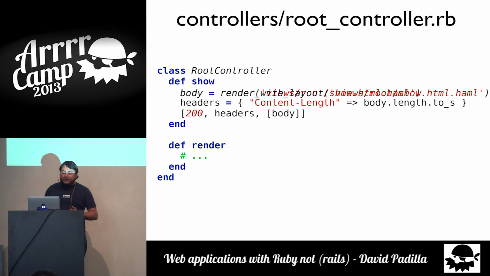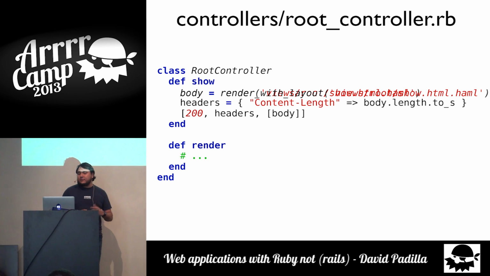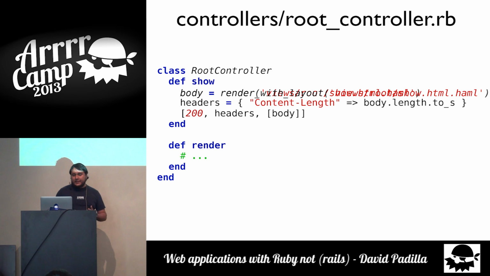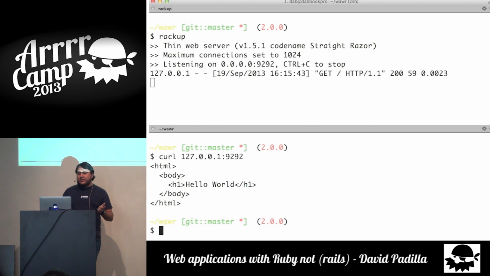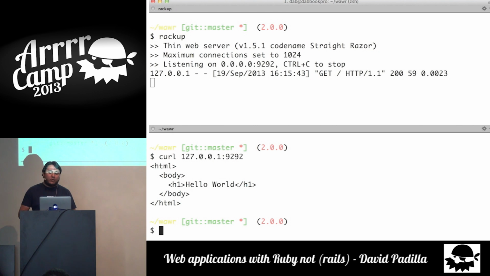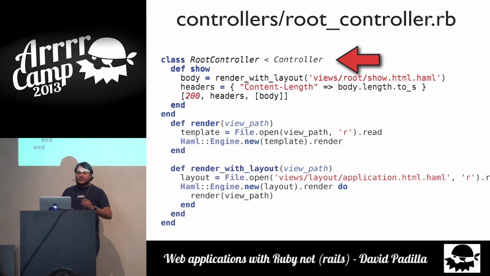So instead of calling render on our controller, we just call render with layout. We change the method that we're calling. Same view path because it's going to be passed over. And we start a server, and as you can see, it is still working as expected. It should be working. It is? Yes, it is. Great.